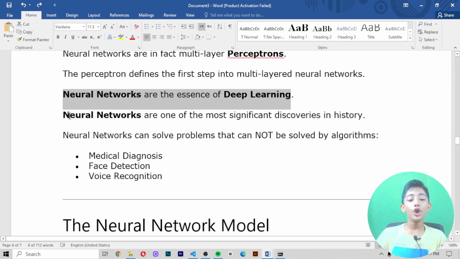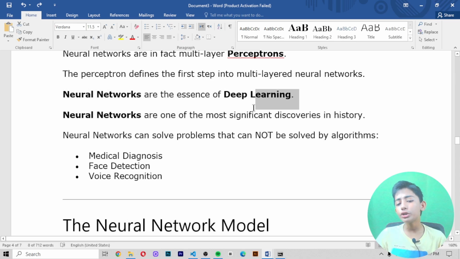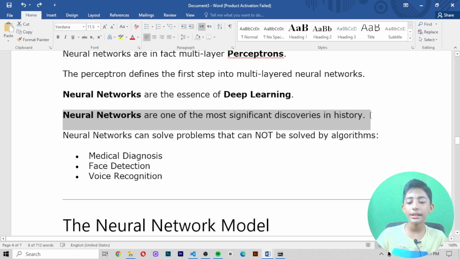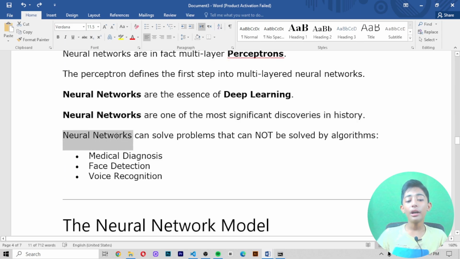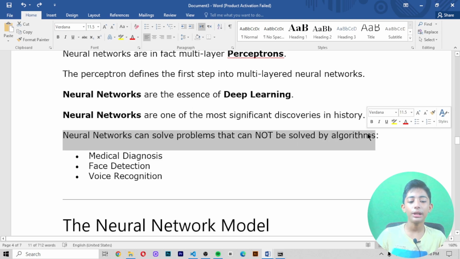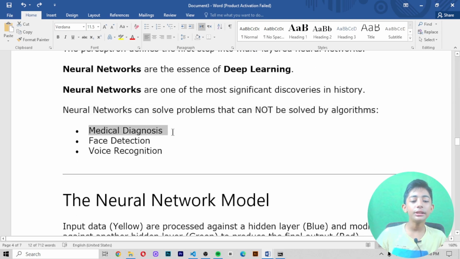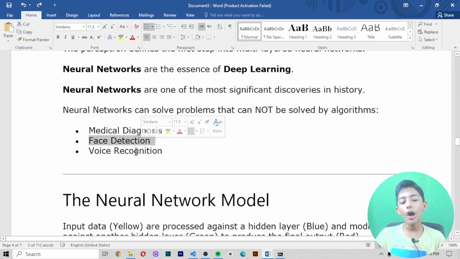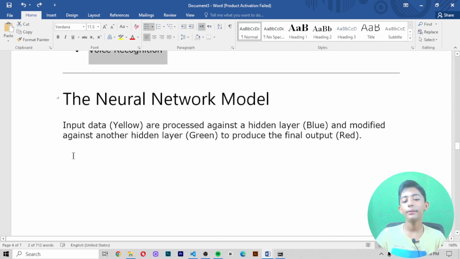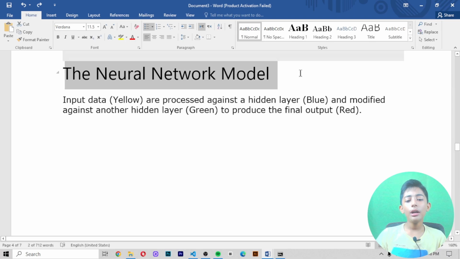Neural networks are one of the most significant discoveries in history. Neural networks can solve problems that cannot be solved by algorithms, like medical diagnosis, face detection, voice recognition, and so on.